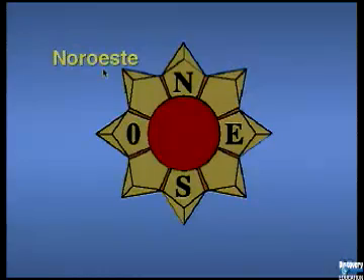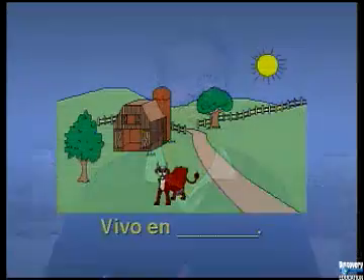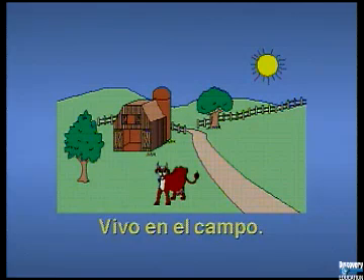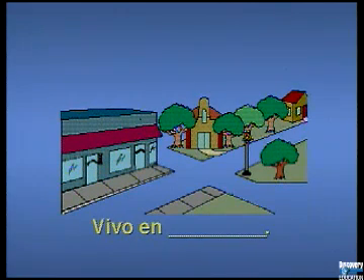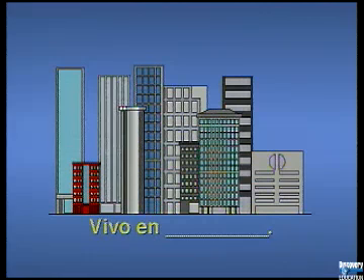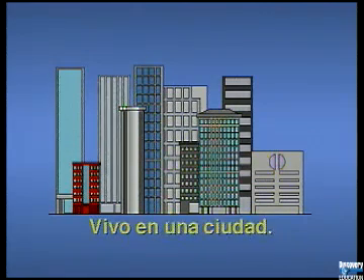Remember that we started this unit by talking about some of the answers to the question, ¿Dónde vives? Okay? And these were the answers that we started off with. You can give a general answer describing the type of environment that you live in. You could say, vivo en, what is this one? Vivo en el campo. What is this one called? Vivo en un pueblo. Or vivo en una ciudad. Are you guys getting these? You should probably know these pretty well.